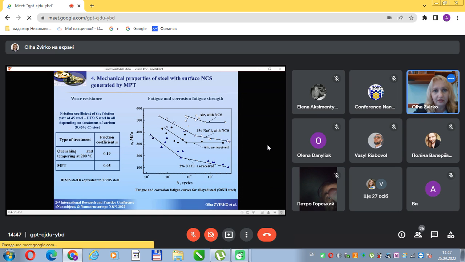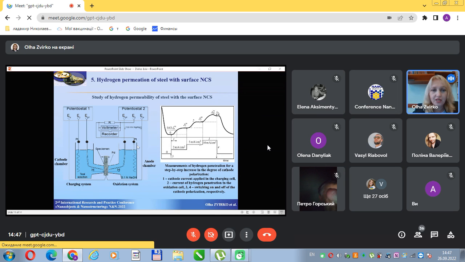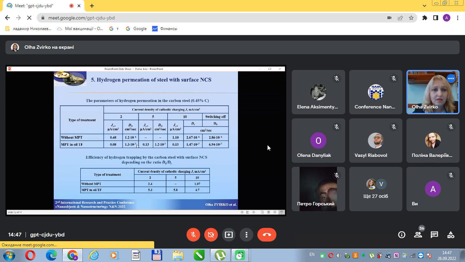Also, we have studied hydrogen permeation of steel with surface nanostructures and also as-received material for comparison using the electrochemical permeation method. And here we can see the results. So the steady state current of hydrogen permeation for as-received material is significantly higher than that for the steel with the surface nanostructures, which means easier conditions for hydrogen transport in the as-received material.